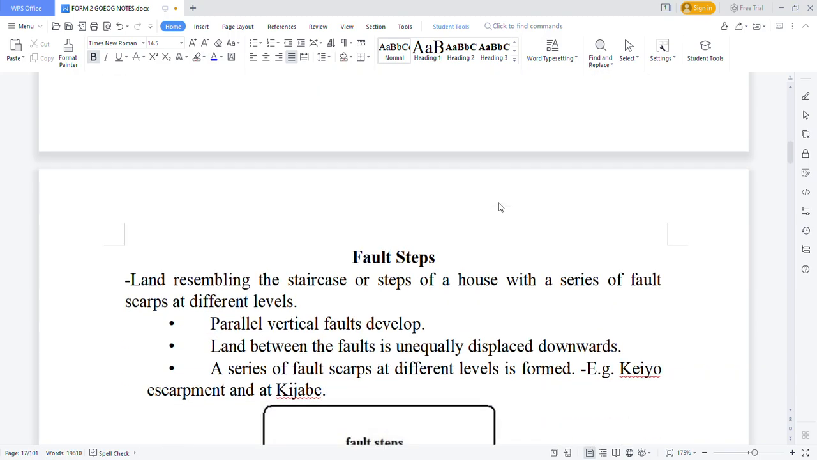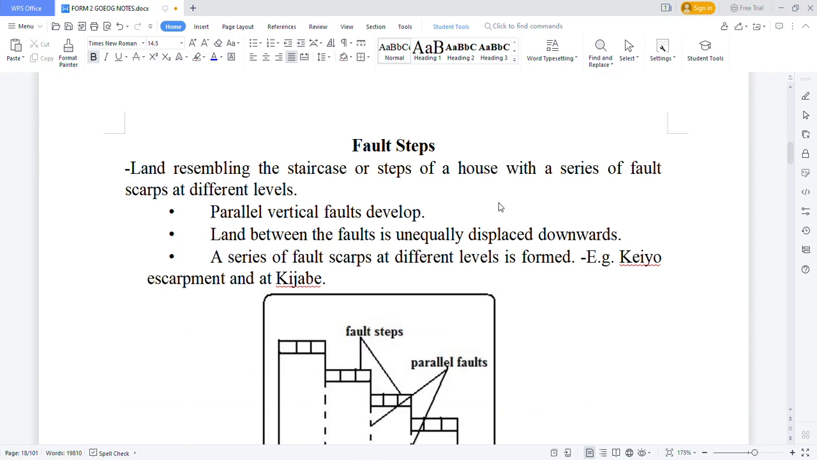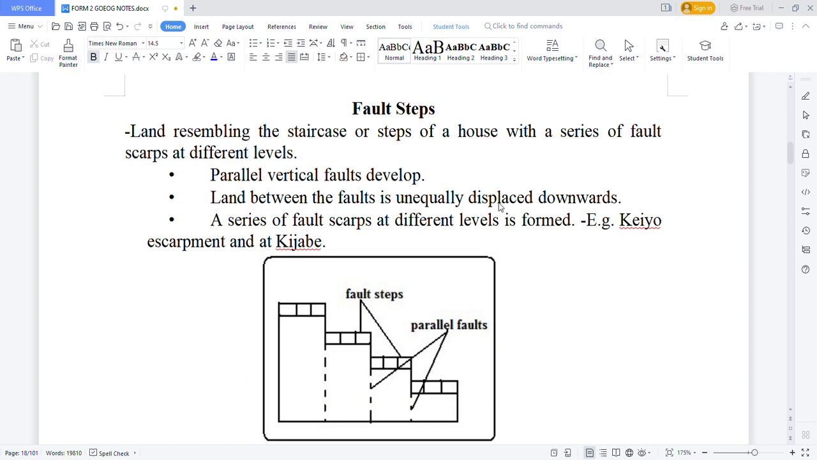Number two is fault steps. It is a land resembling the staircase or steps of a house, with a series of fault scarps at different levels. Parallel vertical faults develop. Land between the faults is unequally displaced downwards. A series of fault scarps at different levels is formed. Examples of that, you have Kerio escarpment and at Kijabe.